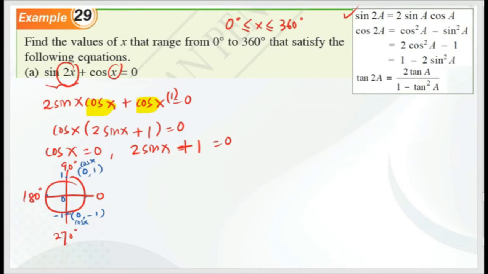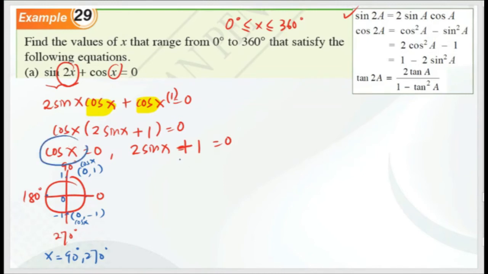So cos x will be 0 at 90 degree and 270 degree. This is the first one, 90 and 270 degree, for cos x.